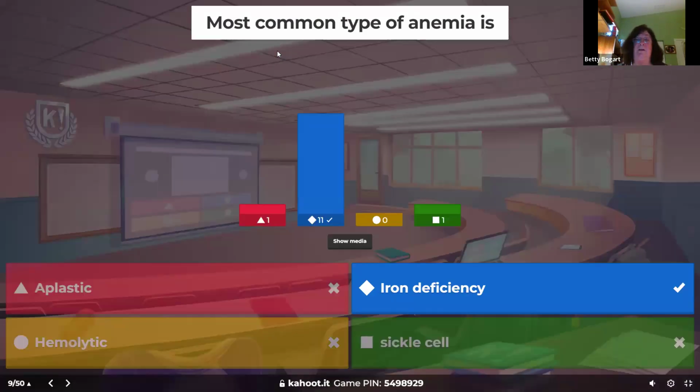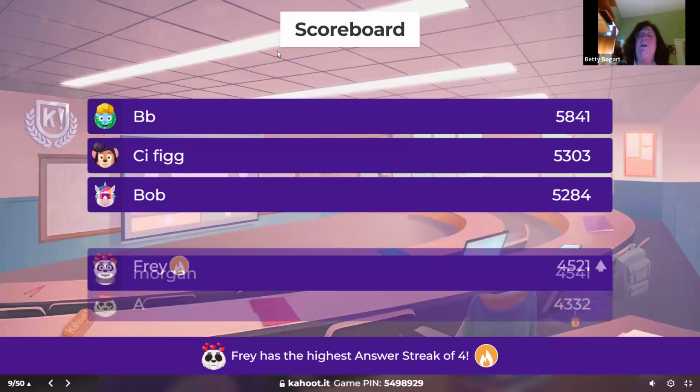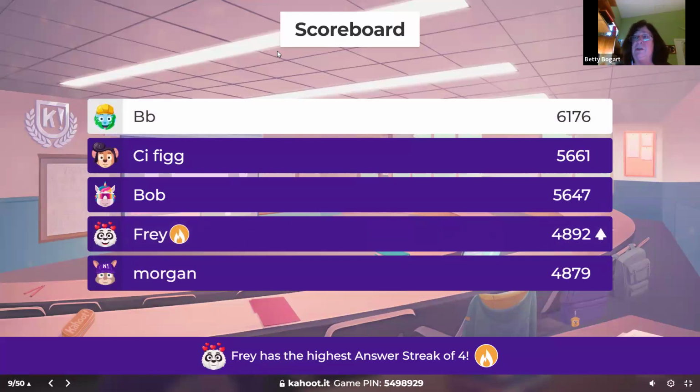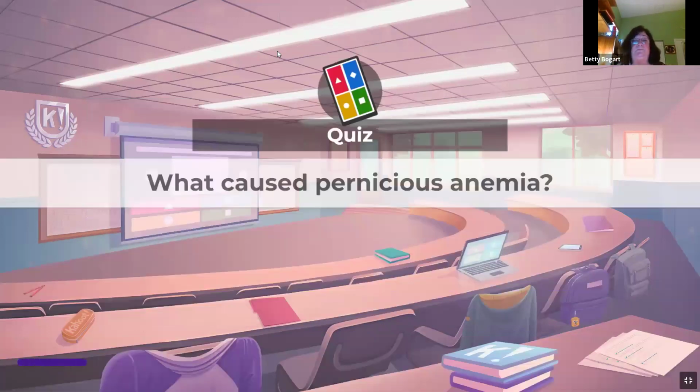and that's iron deficient anemia. Thank goodness it's not sickle cell or aplastic anemia. Iron deficient, we can give them nutrition or give them supplements.